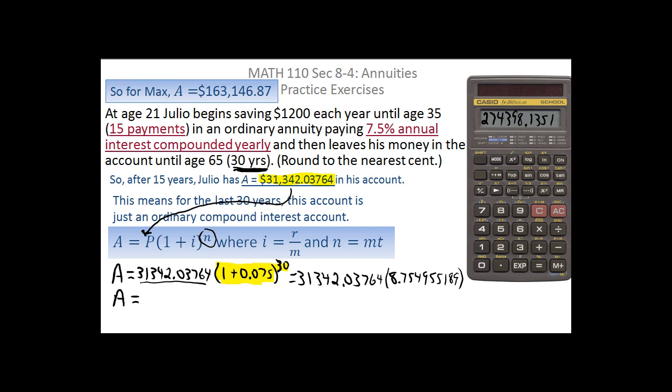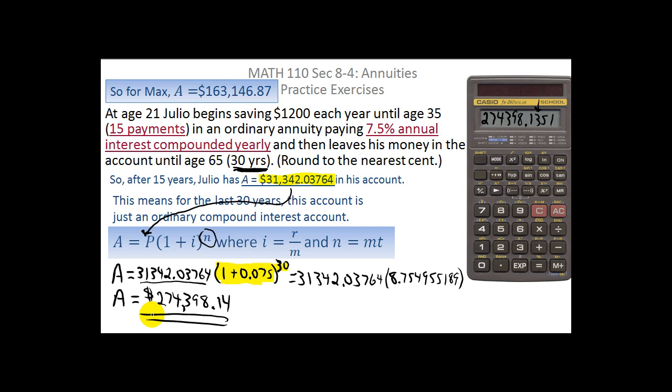So I get the accumulated value for Julio, rounded to the nearest cent, as $274,398.135. So the 3 is the cents place. The 5 is 5 or higher, so I round the 3 up to 4. So that would be 14 cents to the nearest cent. Notice I didn't round the intermediate result. I rounded once I got the final result.